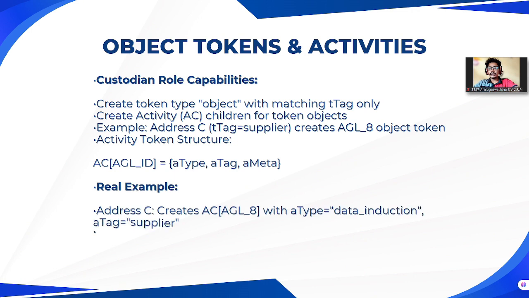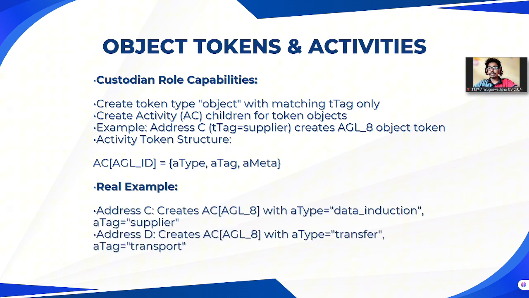The author implemented level 2 with fine-grained control through tokenized attributes. Custodian roles can only create object tokens that match their assigned tag. For example, address C, which holds a supplier tag, can only create objects and activities with the supplier tag.